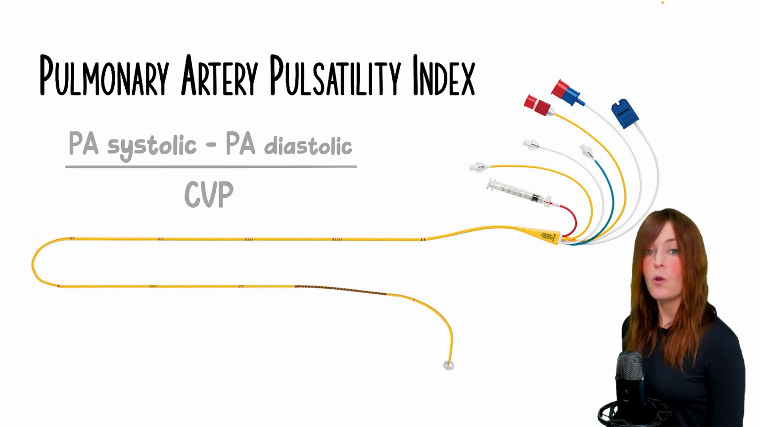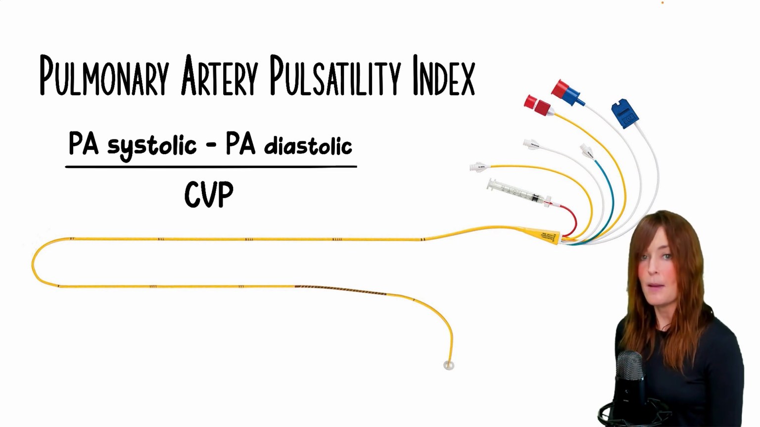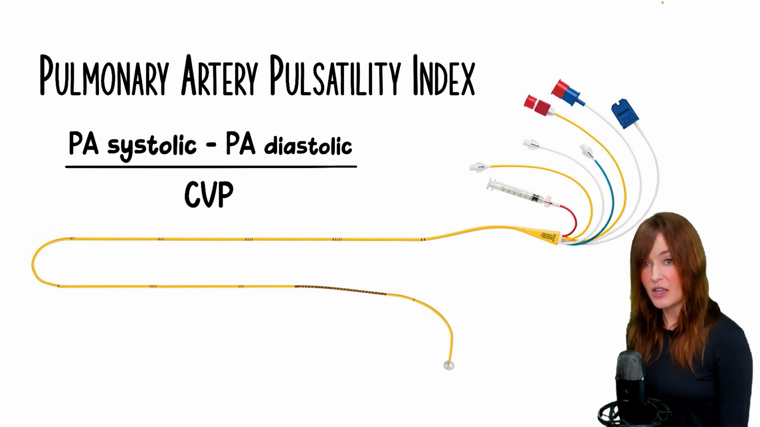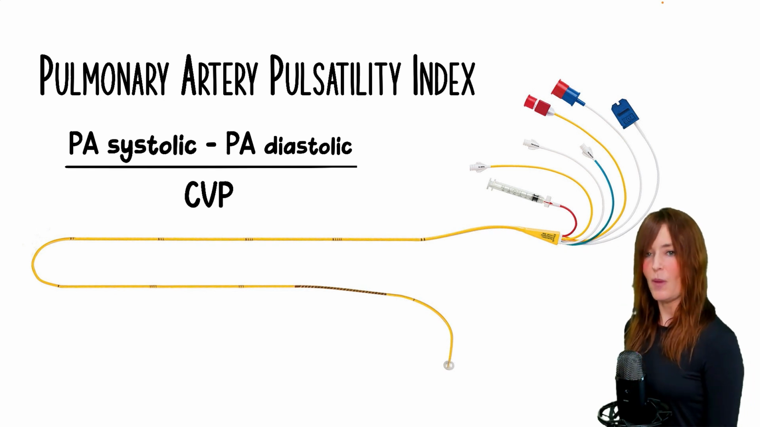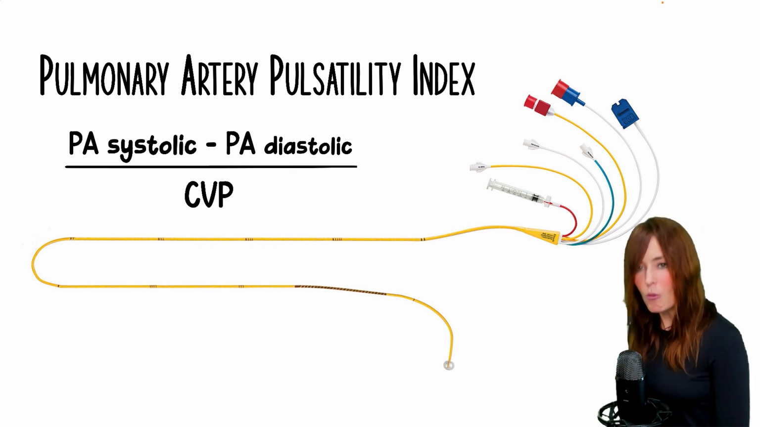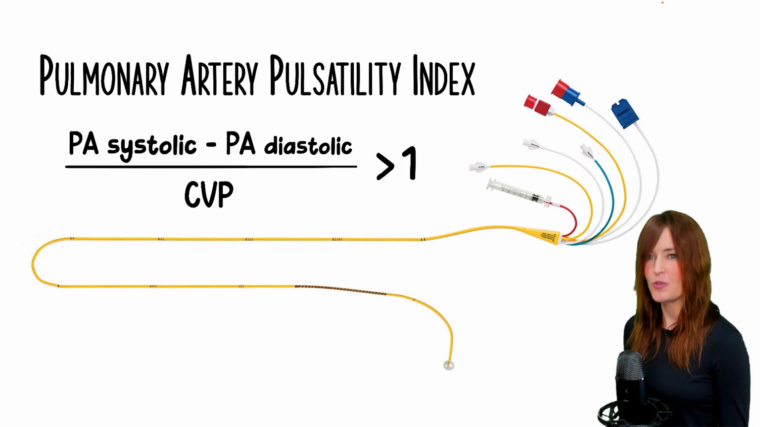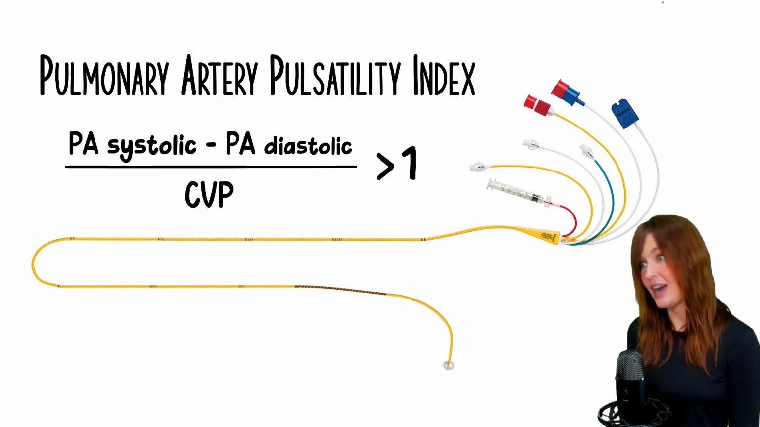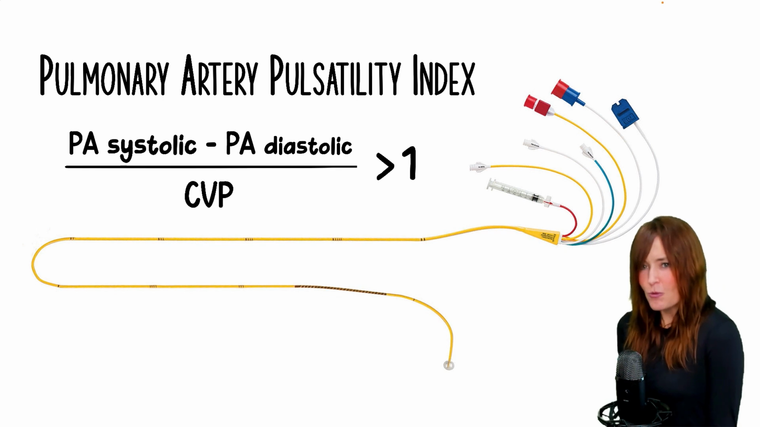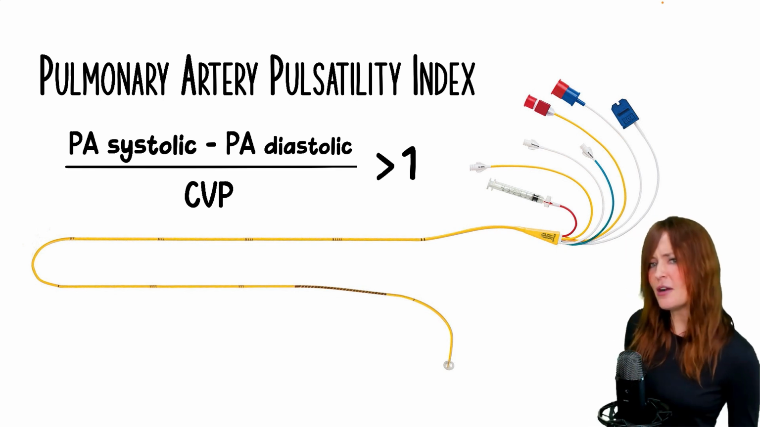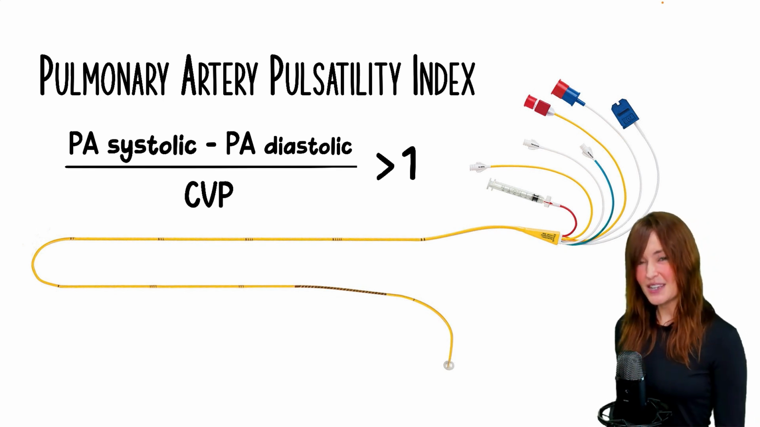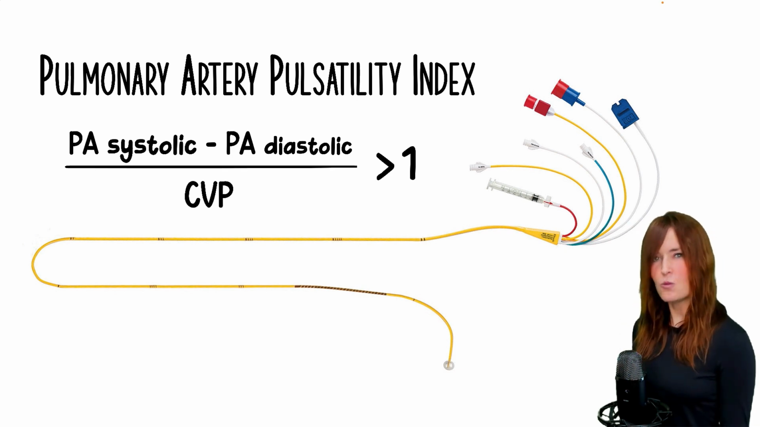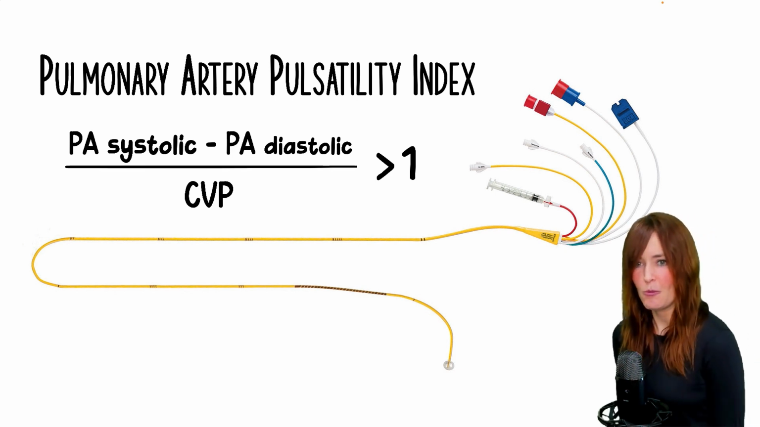So you calculate the pulmonary artery pulsatility index by your PA systolic minus your PA diastolic, so your PA pulse pressure, divided by your CVP. And the number you're looking for is greater than 1, more or less. Basically, the lower that number is, the worse; the higher it is, the better. If it's greater than 1, I'm feeling relatively okay about this. The less than 1 it gets, the less good I'm feeling. So let's talk about what this means, because why this number? Where did we come up with this?